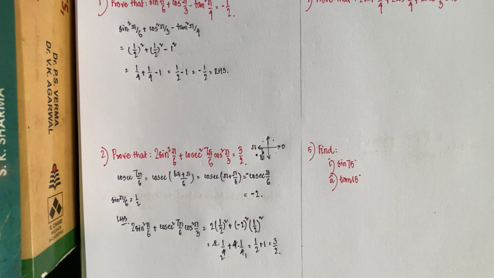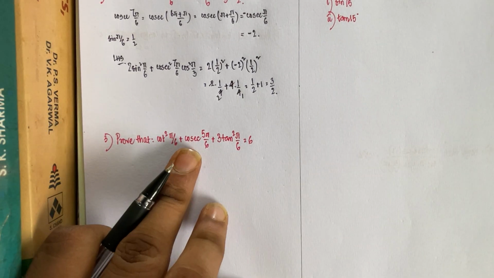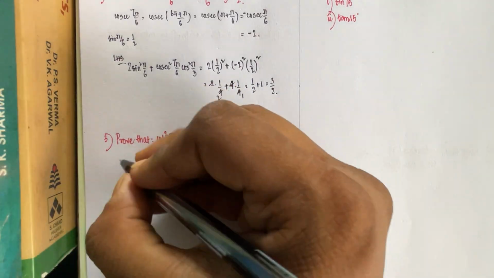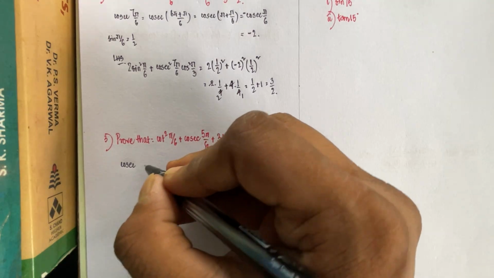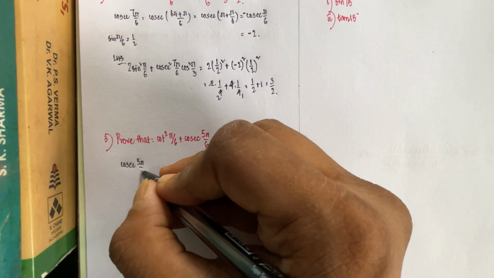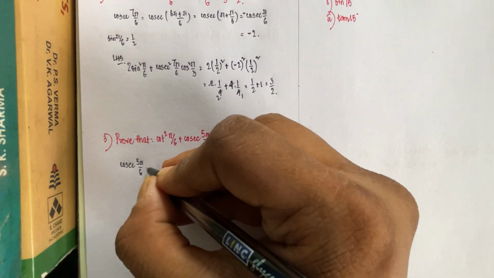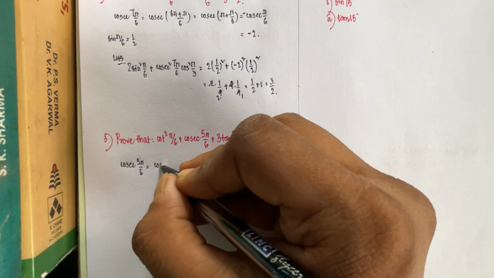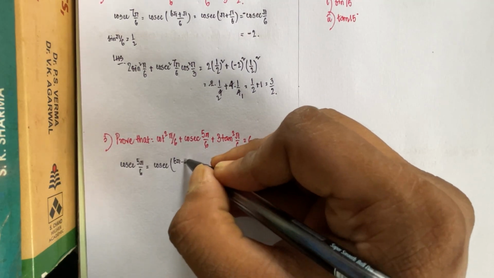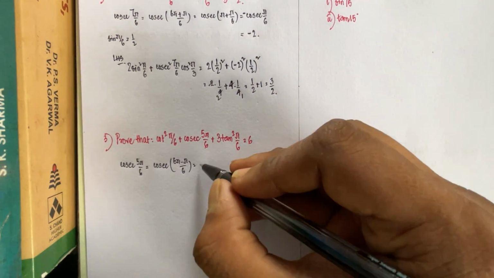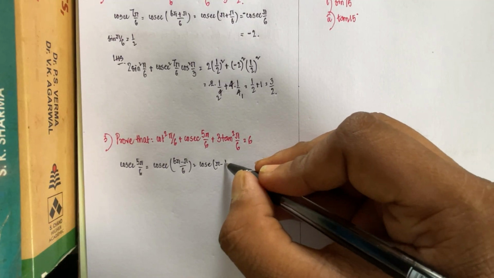As simple as that. Similar concept will be used in question number 3. First of all, we will find out the value of cosec 5 pi by 6. Since we are doing it for the first time, we are going to follow the same procedure. We will find out the value of cosec pi by 6 first, and then we will move into the rest of the sum. So cosec 5 pi by 6 can be written as 6 pi minus pi upon 6. So that is cosec pi minus pi by 6.